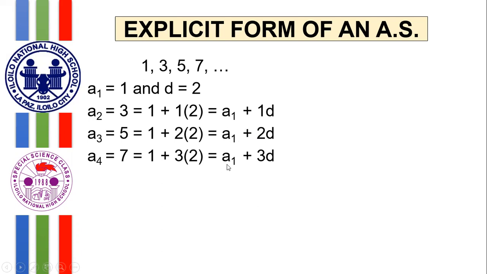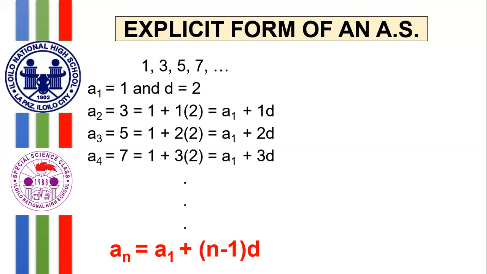If you notice, we always have a sub 1. And the number that's multiplied to d is 1 less than the subscript. So if it's 2, 1. If it's 3, 2. If it's 4, 3. And how about for a sub n? If we generalize this for a sub n, then a sub n is equal to a sub 1 plus the subscript minus 1, so we have n minus 1 multiplied with d.